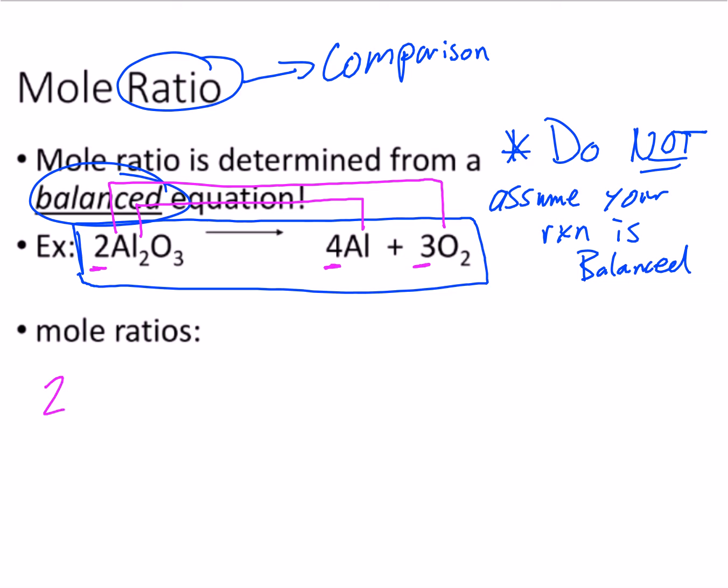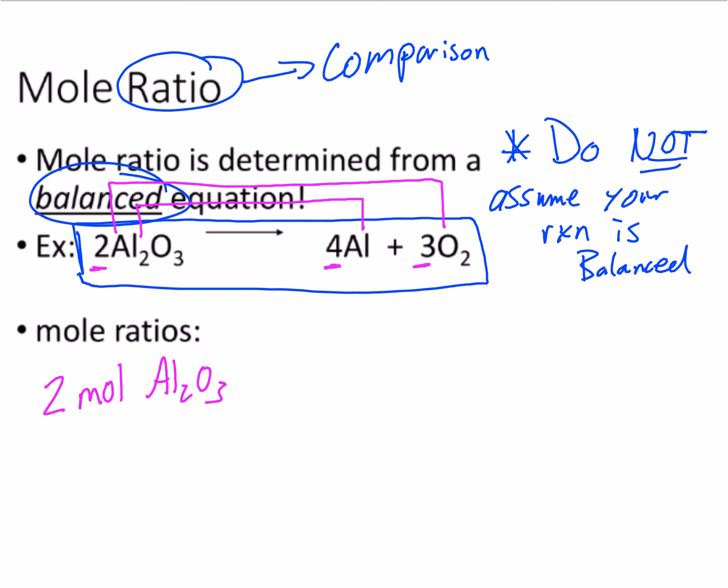All right, so first one, I'm going to start with how many moles of aluminum oxide I have. So I have 2 moles of Al2O3. I'm going to compare that to one of my products. Does it matter which one I do first? No. Which one do you want to do first? All right, 4 moles of aluminum.